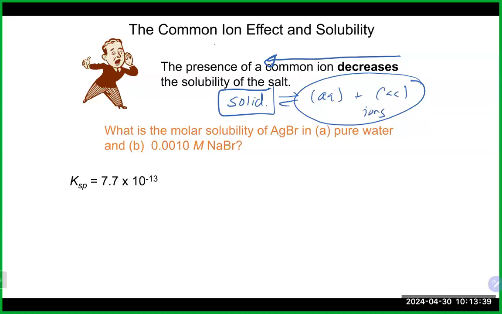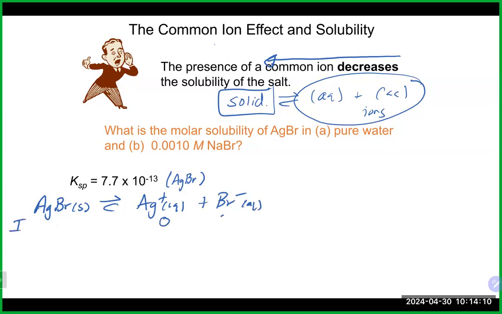So as an example, let's take a look at silver bromide, and that's the KSP for silver bromide here. If we wanted to calculate the solubility of silver bromide in pure water, we would do our normal ice table. We'll take our silver bromide, which will break apart into a silver ion and a bromide ion. Here we only have the KSP, so it's going to be 0 and 0, change plus S and plus S, which means at equilibrium, we'll have S and S.